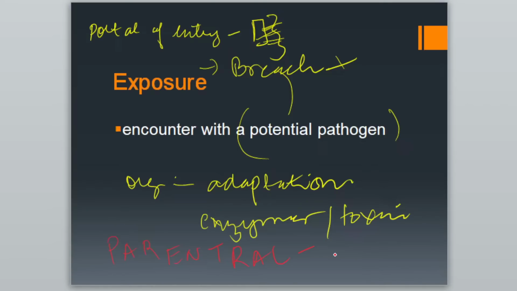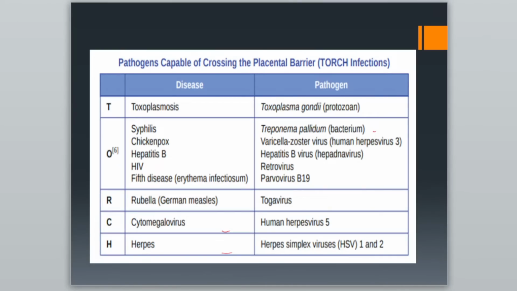Clear. Now coming to the pregnant woman. What happens in a pregnant woman? The placenta normally prevents microorganisms from passing from the mother to the fetus. But there are some mischievous pathogens that are capable of crossing the blood placental barrier. The pathogens capable of crossing the placental barrier are known as TORCH infections.